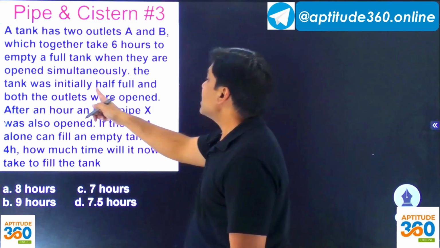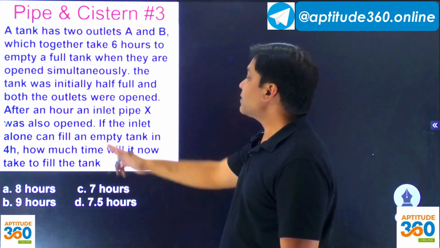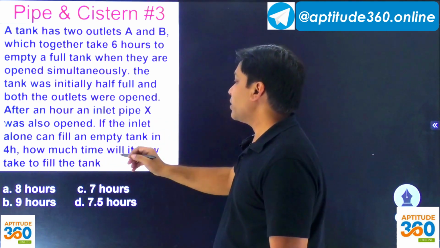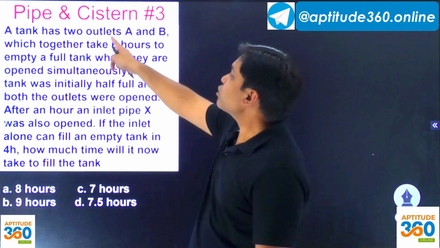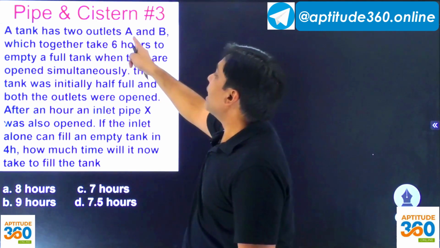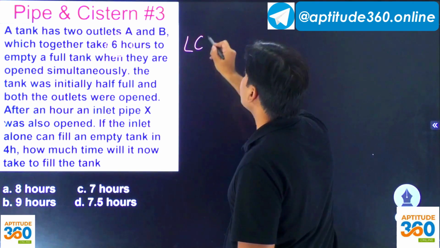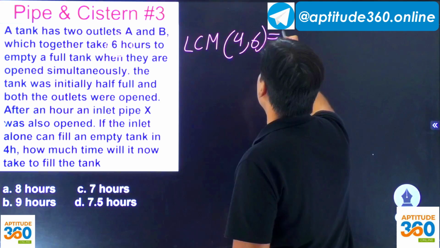The tank was initially half full and both the outlets were opened. After an hour of inlet pipe was also... यहाँ पे दो चीजें तो दी हुई है. एक तो ये 4 hours देख लो. वो 4 hours क्या है? If the inlet can fill in 4 hours and these two outlet pipes can empty the tank in 6 hours. So what is going to be the LCM? The LCM is going to be 4 and 6, 12.